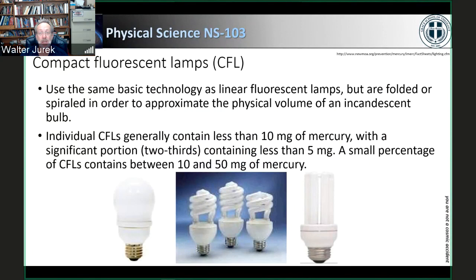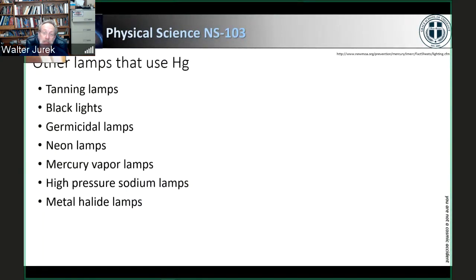They also get used in things like tanning lamps and black lights. Maybe you've seen of late these small lamps you can carry around that claim to disinfect things, known as germicidal lamps. Those light bulbs are tuned to create ultraviolet light, and the ultraviolet light kills the bugs. They also get used in neon lamps, and in large buildings, a lot of times in gymnasiums, they'll use mercury vapor lamps or halogen lamps. Those have mercury in them.